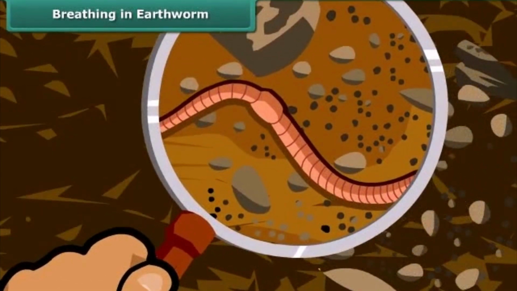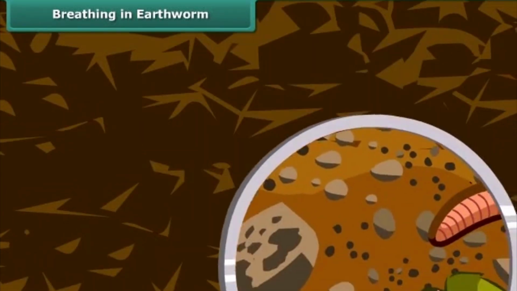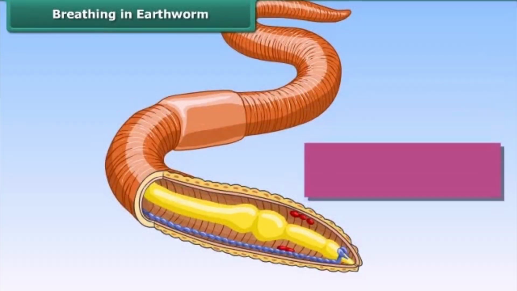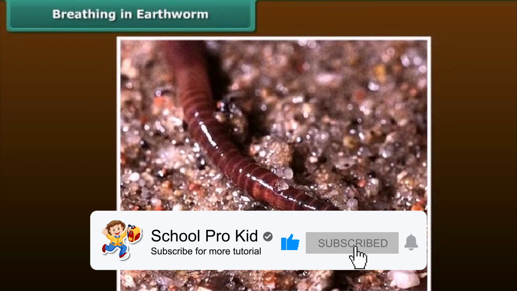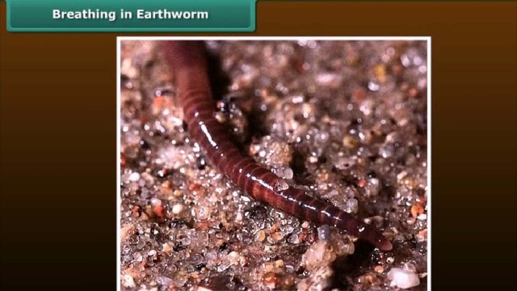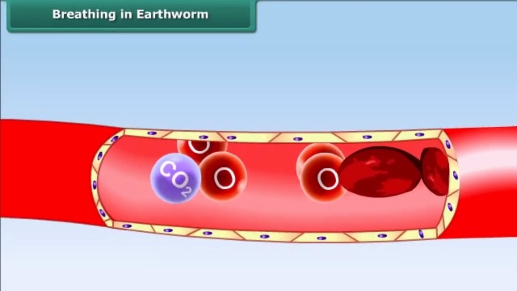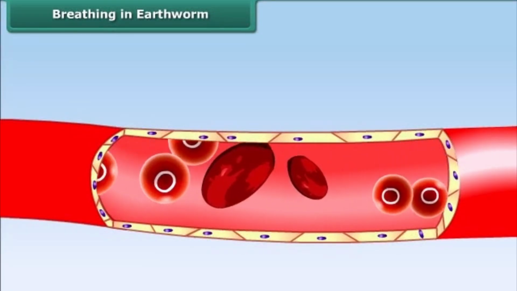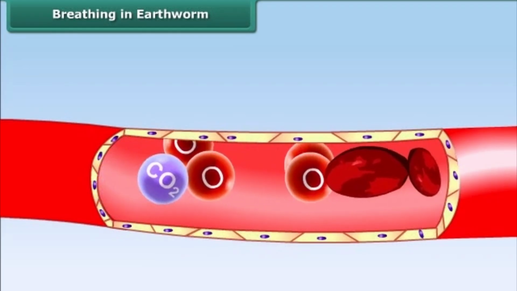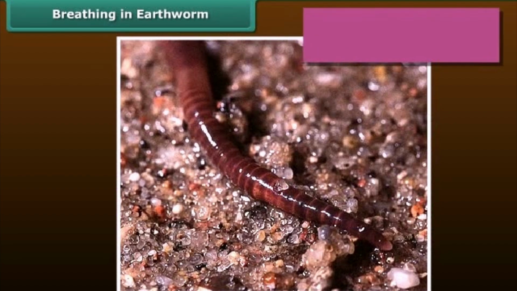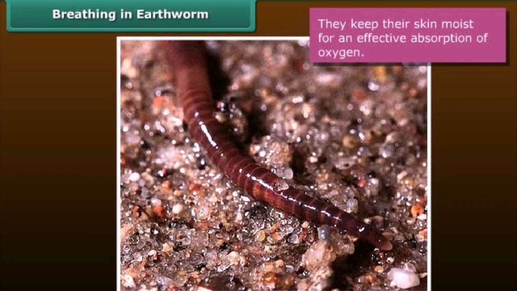Earthworms, like insects, do not have lungs, nor do they have a nose. They breathe through their skin. They absorb oxygen from air and soil. When the oxygen comes in contact with their moist skin, it breaks down. It is absorbed through tiny blood vessels and circulated throughout the body. The same blood vessels carry the carbon dioxide to be expelled through the skin. For an effective absorption of oxygen, earthworms keep their skin moist.